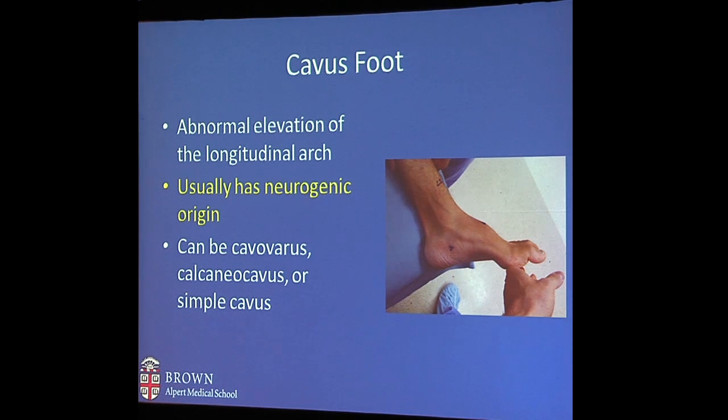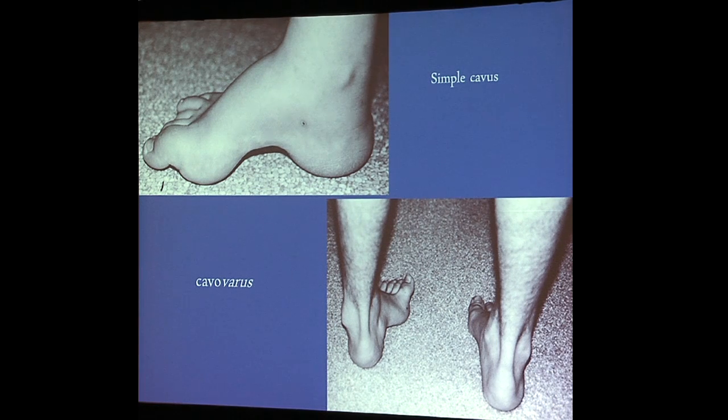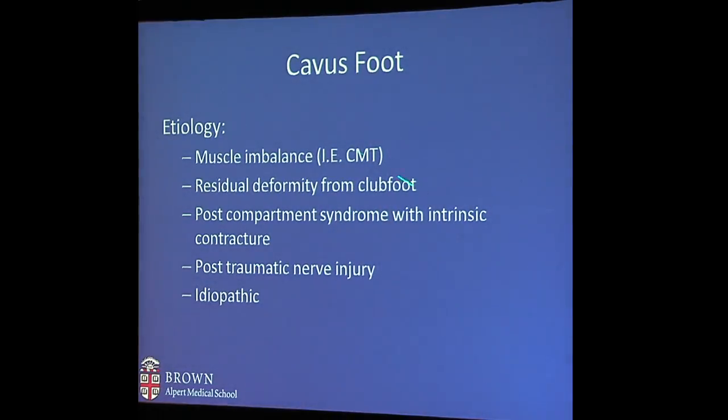So it can be just a high arch, and we see this in families. They just have a high arch. Or it can be a Cavovarus foot or a Cavus foot. So in the high arch foot, you see clawing of the toes and a very high arch. In a varus foot, the heel actually swings in, and this is more common in my experience. So it's from a muscle imbalance. It could be from a residual deformity from a clubfoot.